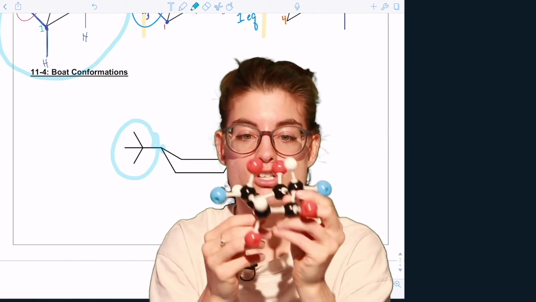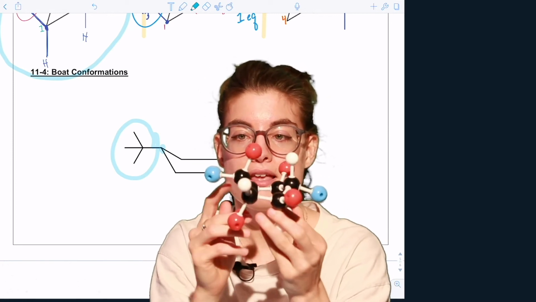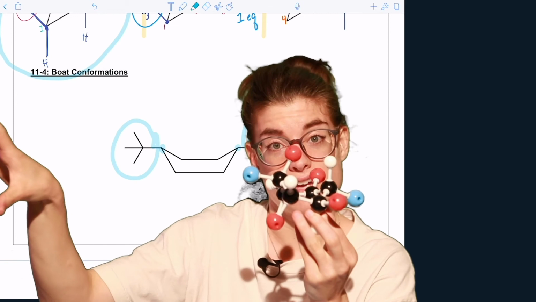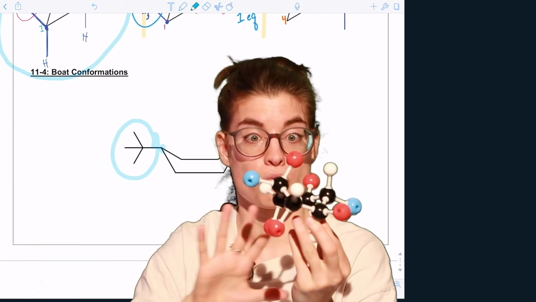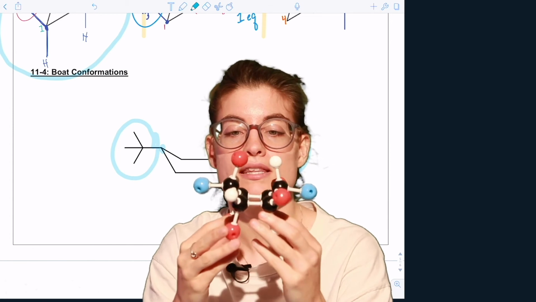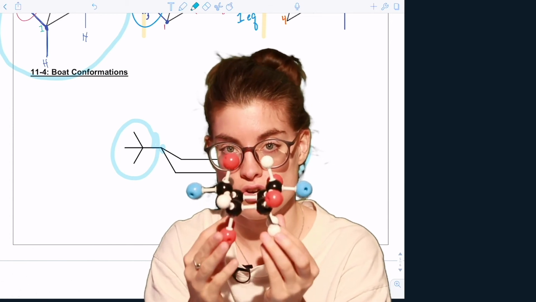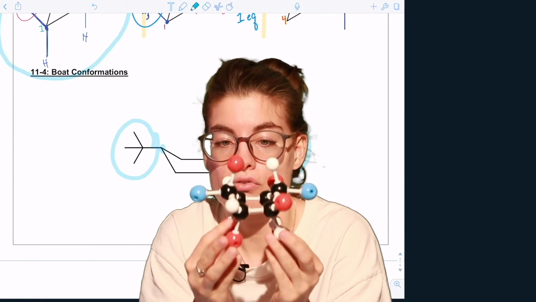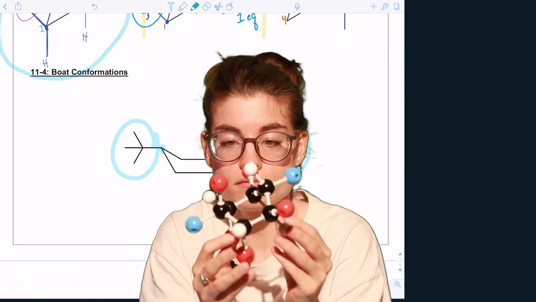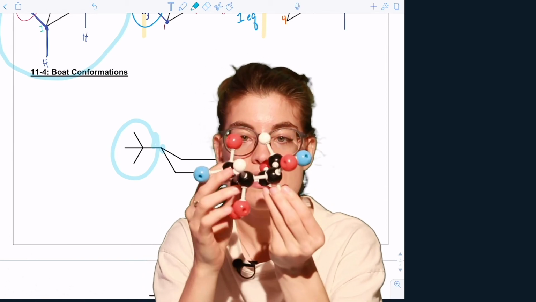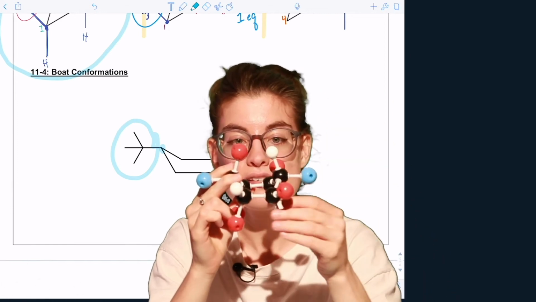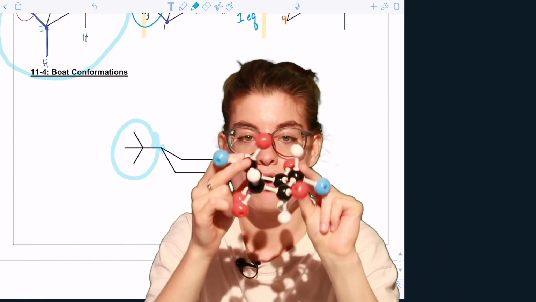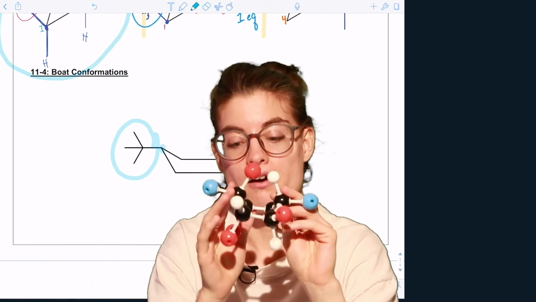But you can see just by looking at the molecule that now they're being held away from the ring and away from other groups. So this is going to be the least sterically hindered conformation for this ring. And when the ring structure looks like this, you see how it kind of looks like a sailboat? We call this the boat conformation.